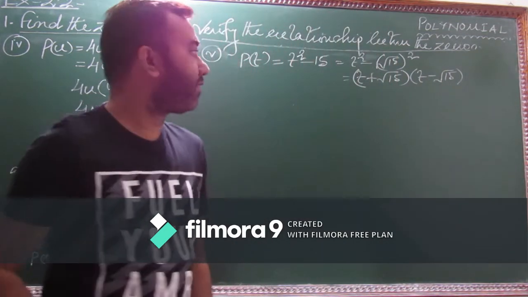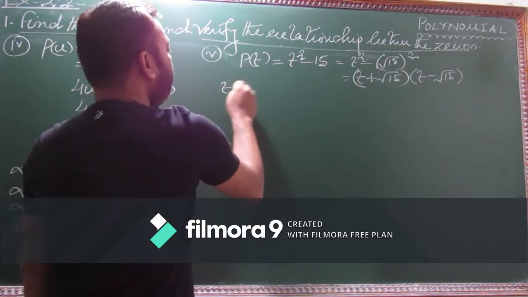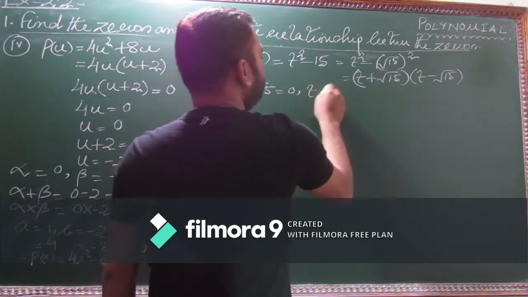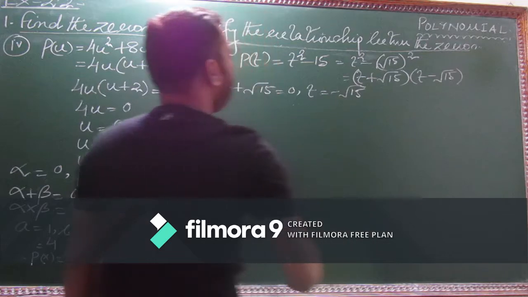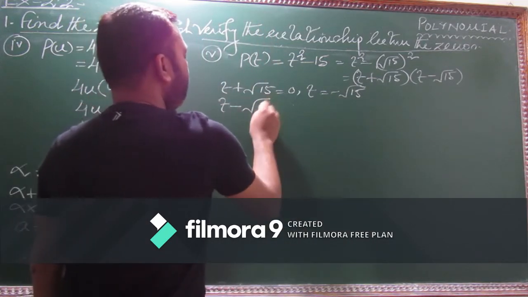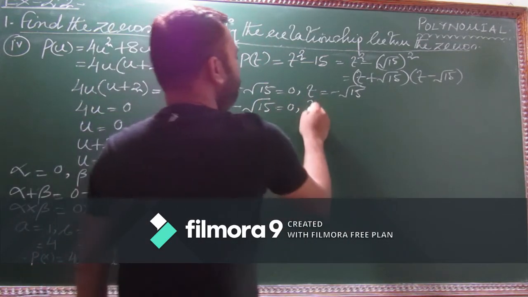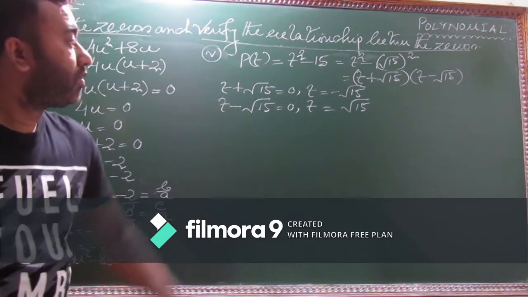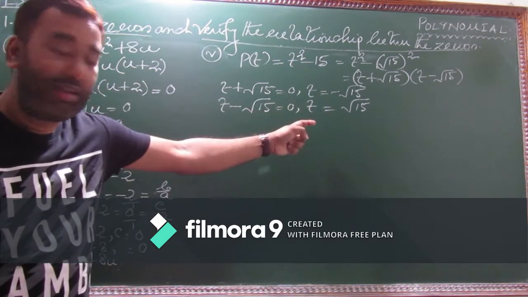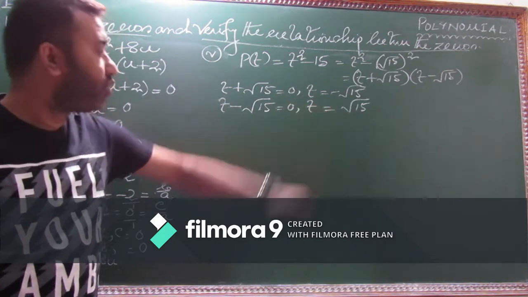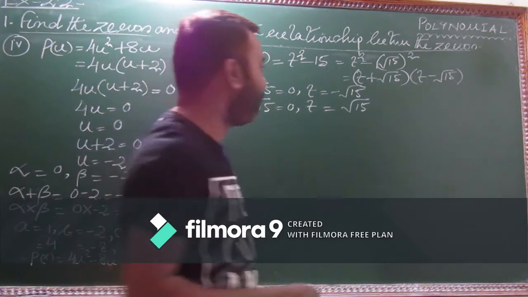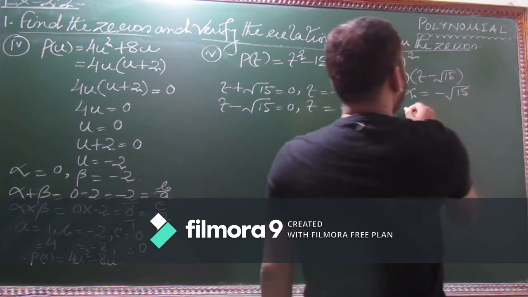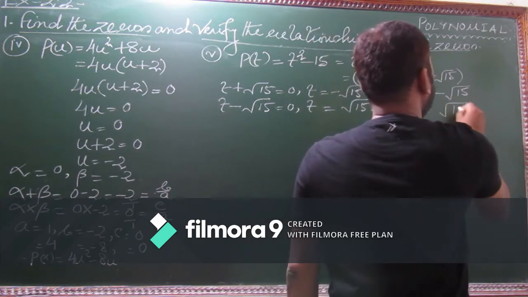Is it? Yes. Now t plus root 15 is equal to 0. That means t is equal to minus root 15. t minus root 15 is equal to 0. That means t is equal to root 15. Any problem? So these are the values of t. That means these are the zeros. So the first zero is known as alpha. So alpha is equal to minus root 15. And beta is equal to root 15.